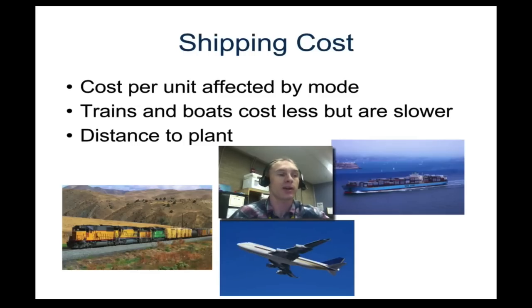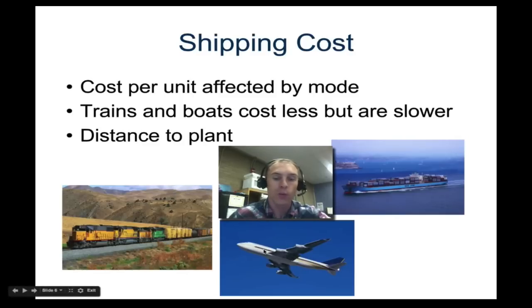And last is shipping costs. The cost per unit can be affected by how you ship it. If you ship it by boat, it's usually the least expensive because you can get a lot on it, but it's very slow. Trains and trucks might be a little bit more expensive, and they can get there relatively quick. Airplanes are probably the most expensive, but they can get there really quick internationally.